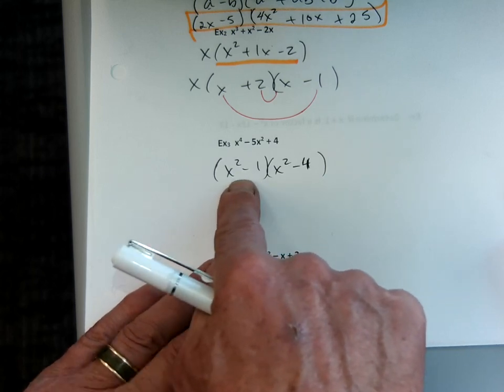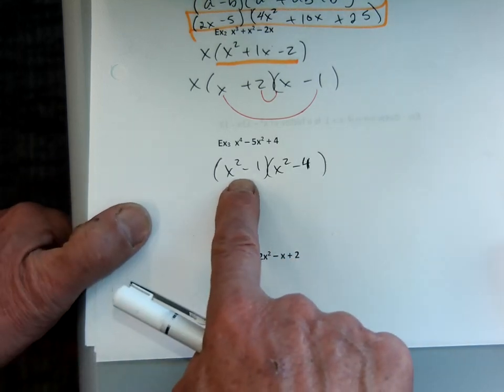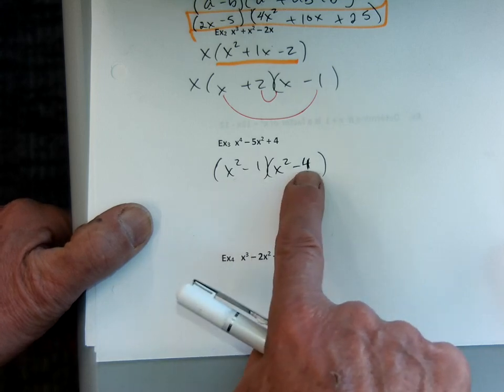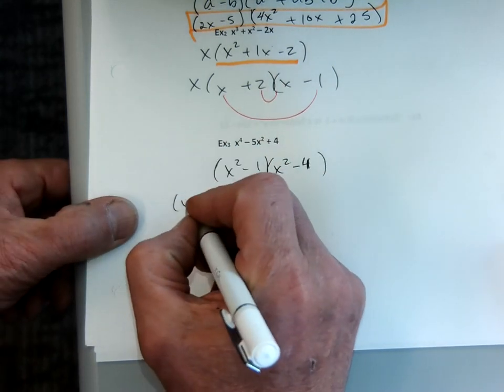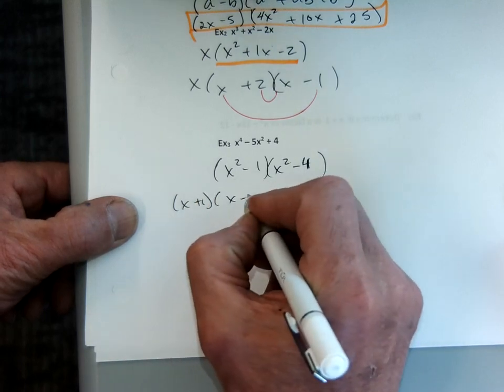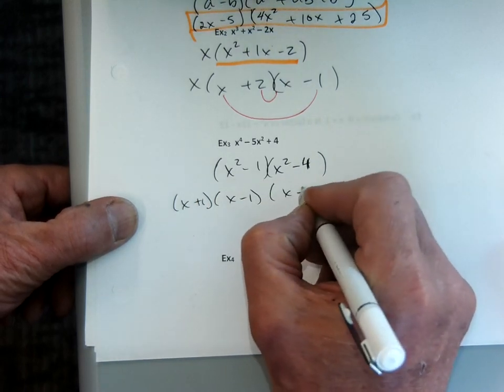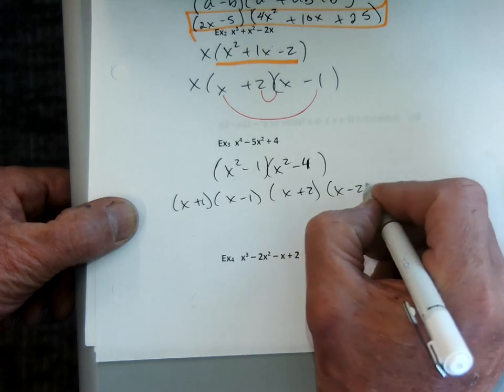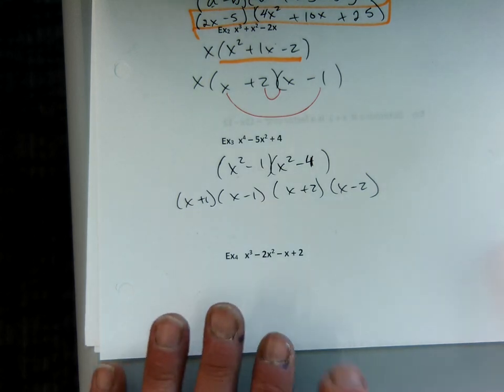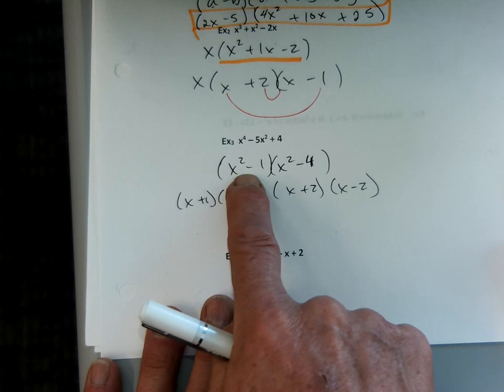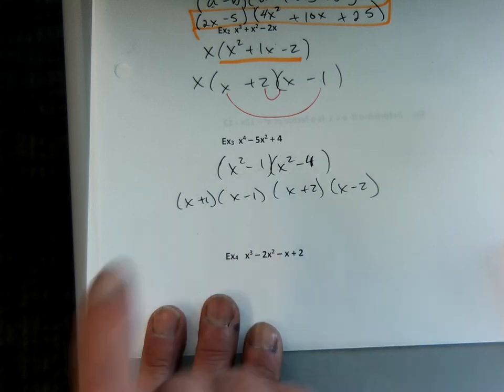How about x plus 1, x minus 1? And how about x plus 2, x minus 2? Wait, why don't you do x minus 1 and x minus 1? You wouldn't be able to get a negative 1 with minus 1 times a minus 1. Right? Does it make any sense now?